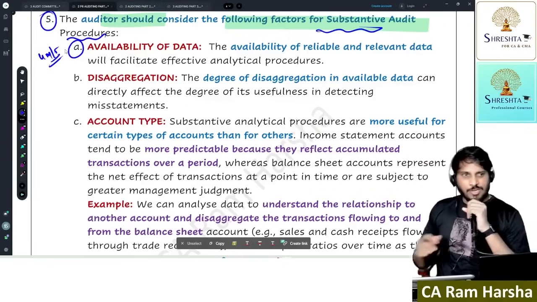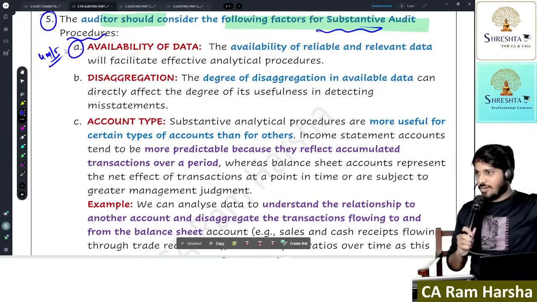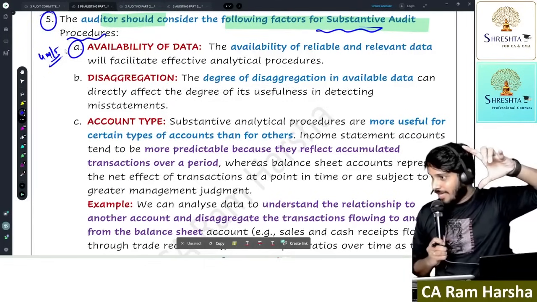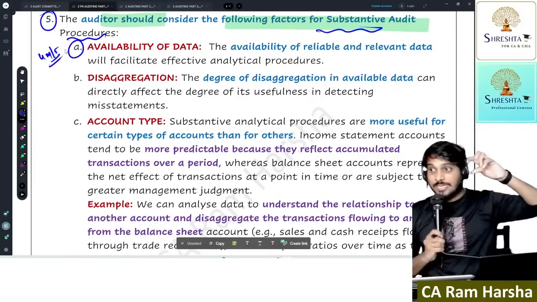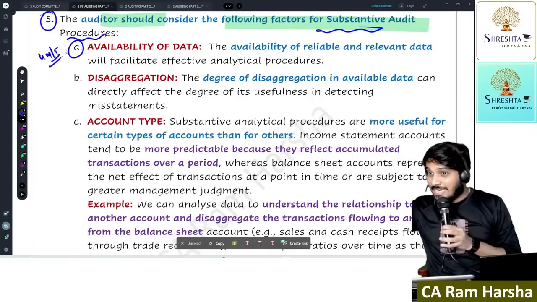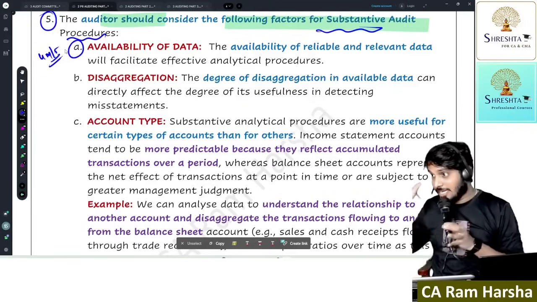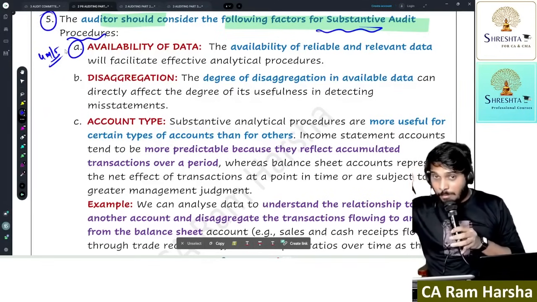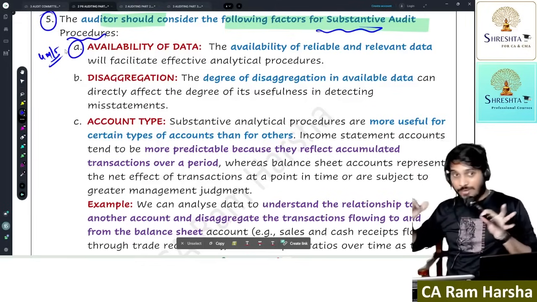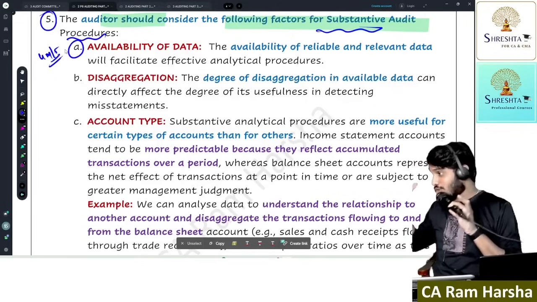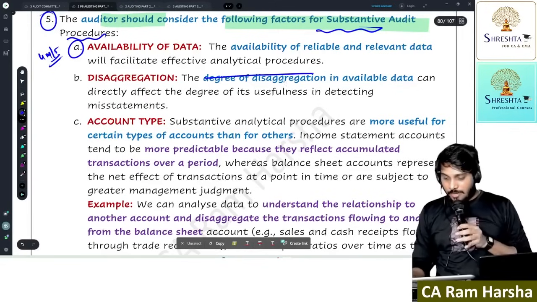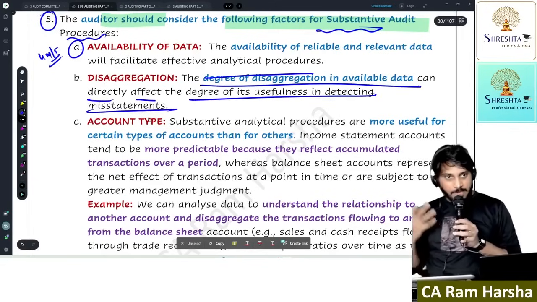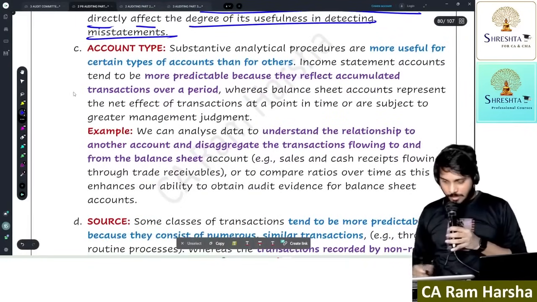Now tell me, originally between 2 items I found a difference. Then this is aggregate data. Now I disaggregated or not? I split it. Again I split it into months. This is called disaggregation. The more disaggregation that you can do, the better result you can get. Understood or not? The more micro level you can go inside, the more strongly you can understand the problem. So the degree of disaggregation available directly affects the degree of usefulness in detecting material misstatement.